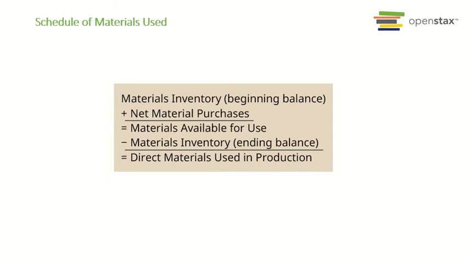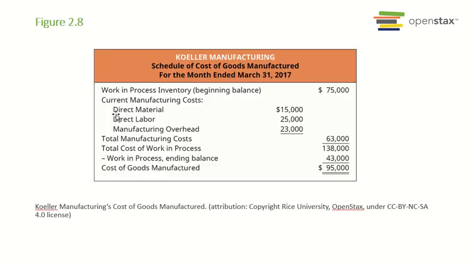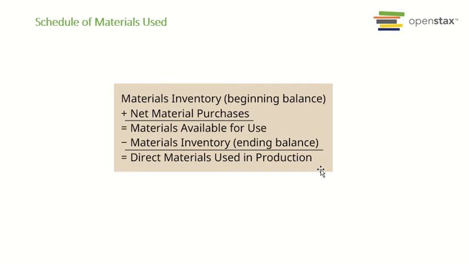So how do we calculate direct material used in production? Here we have beginning balance of material inventory plus net material purchases, we get material available for use. Material available for use, minus ending balance of materials inventory, we get direct material used in production.